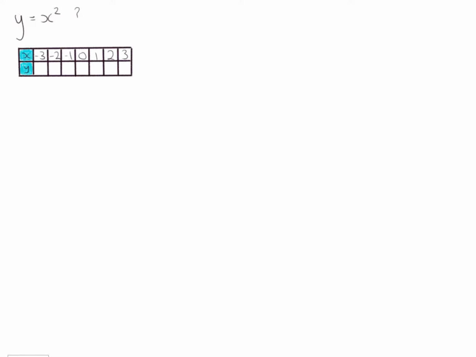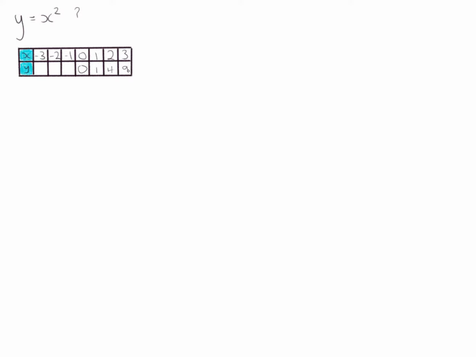Okay, so what values do we get for y when we substitute these values of x in? Let's start with 0. When x equals 0, y equals 0 squared. What's 0 times itself? 0. Let's look at the other positive numbers now. 1 squared is 1, 2 squared is 4, and 3 squared is 9. So we're just looking at our square numbers. And that would continue, 4 squared, 16, and so on.